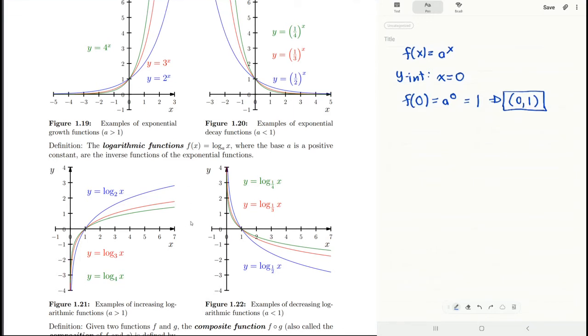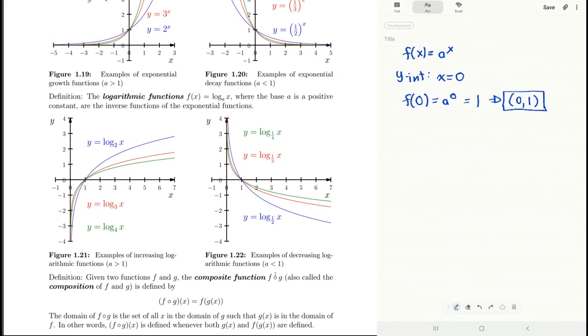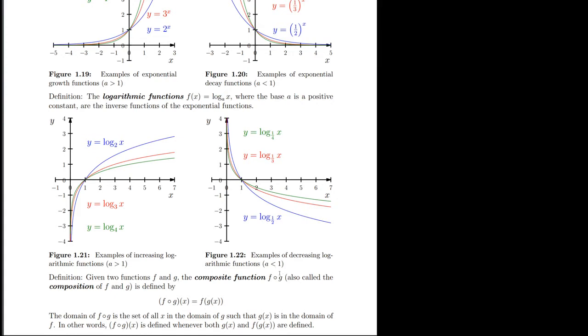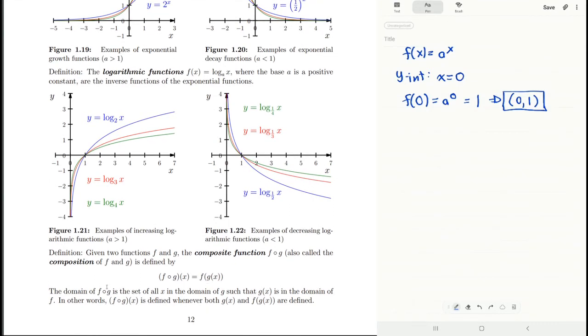Now it may be useful to create a new function from two other functions. This is called a composite function, and we use a symbol with a circle to denote the composition of f and g. So the composite function is defined as follows. We take f and evaluate it at g of x. Now the domain of the composite function is the set of all x in the domain of g, such that g of x is in the domain of f. So the composition is defined whenever both g of x and the composite function are both defined.